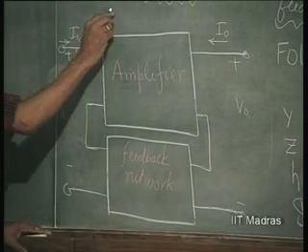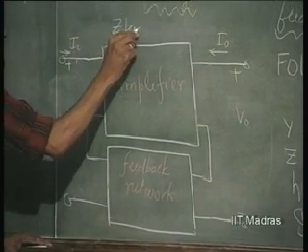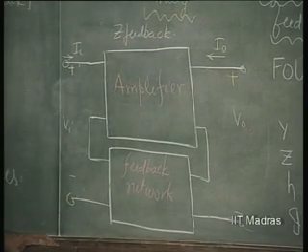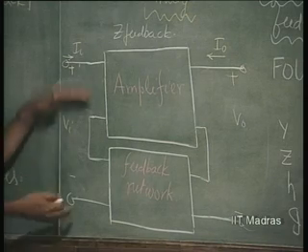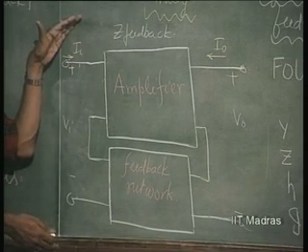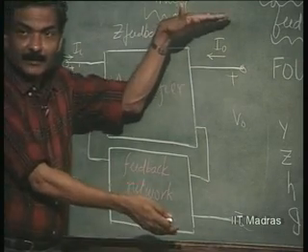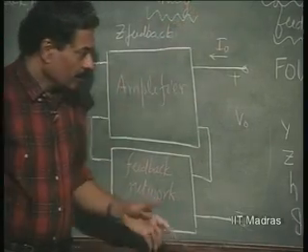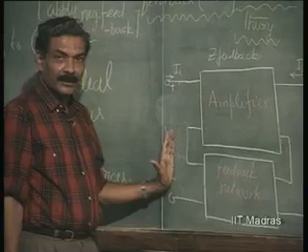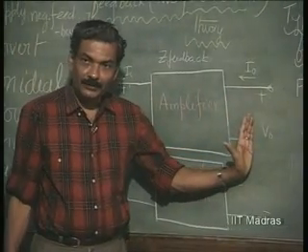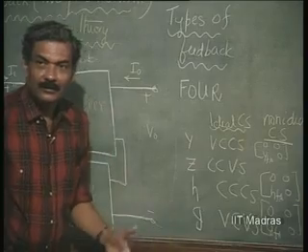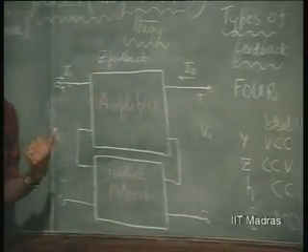This is Z feedback. What does it result in? Ideal voltage controlled current source. What happens? Input impedance increases because it is voltage controlled, output impedance increases because it is current source. So, you put things in series at the input and series at the output, and Z parameters add, then convert it into Y parameter.